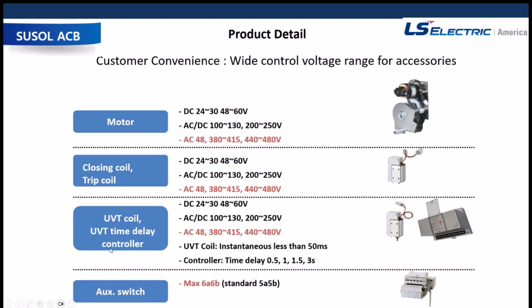Also, under voltage strip coil, under voltage time delay and controller, and obviously the auxiliary switch. The standard is 5A, 5B. So if you order something out of stock, our standard auxiliary switch is 5A, 5B. The non-standard is 3A, 3B, but I don't know why you would ever want to order special less contacts.